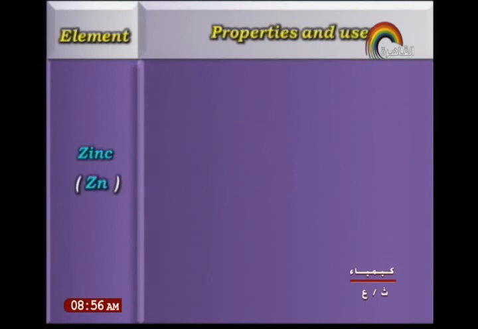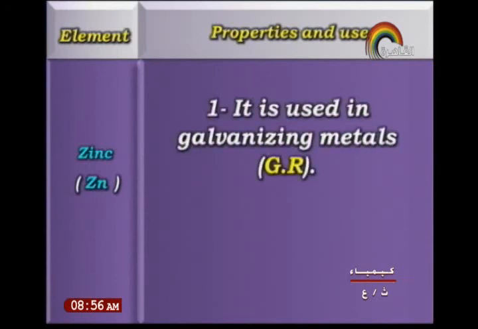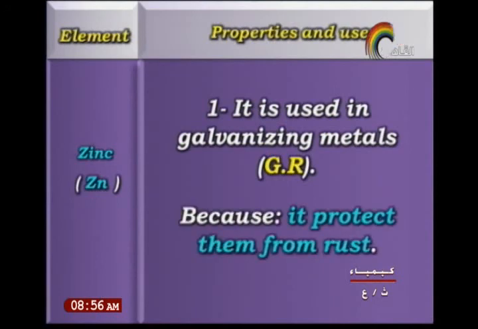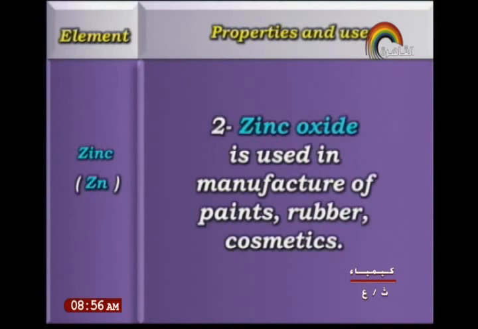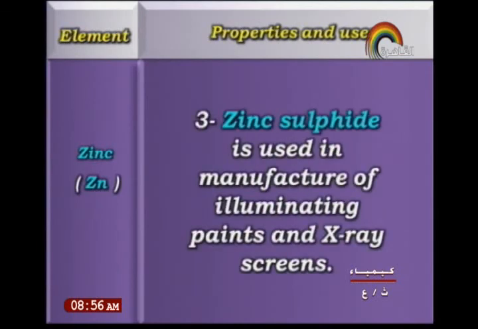Now we are going to talk about zinc. Zinc, the last element in the first transition series, is used in galvanizing metals because it protects them from rust. And zinc oxide is used in manufacture of paints, rubber, and cosmetics. And zinc sulfide is used in the manufacture of illuminating paints and X-ray screens.